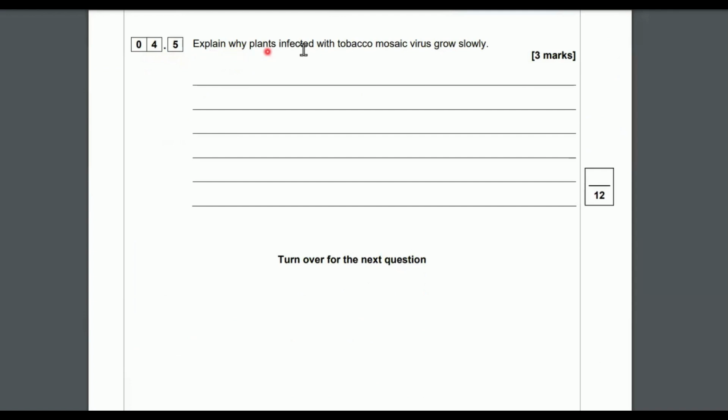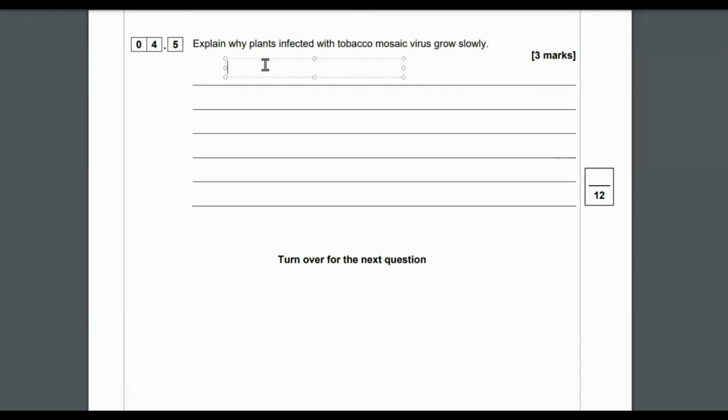So 4.5, explain why plants infected with the tobacco mosaic virus grow slowly. Anything that infects or diseases plants, it's the same answer every single time. So we're just going to say it can't do as much photosynthesis. Therefore, it can't make as much glucose. Therefore, it doesn't have the energy from respiration to grow. It doesn't matter what virus, what it is that damages a plant. The answer tends to always be the same with plants. If you're going to mess plants up, it's because you've messed up photosynthesis.